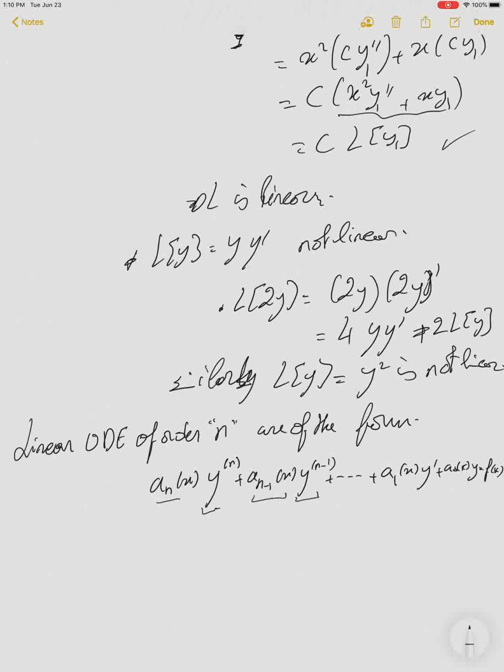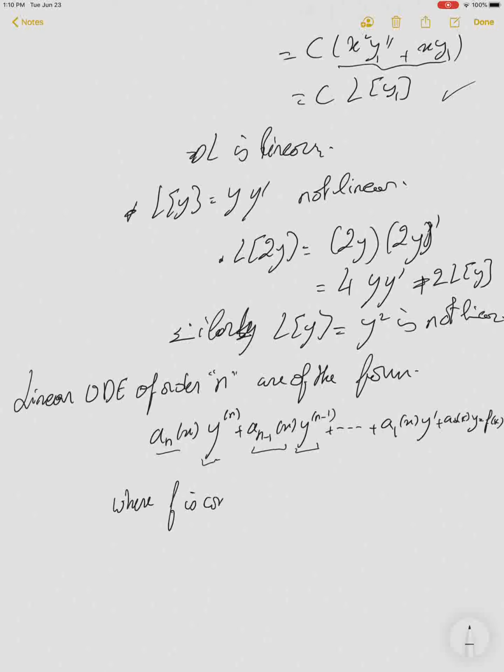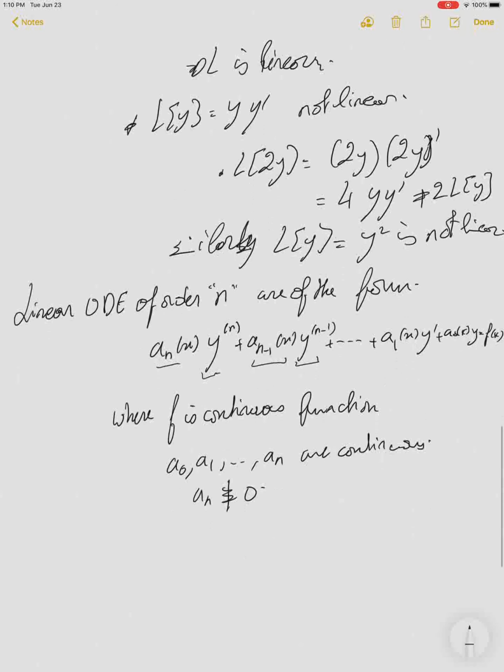Here, f is a continuous function, a_0, a_1 up to a_n are continuous, and a_n is not identically 0, which means, otherwise it will be of order n minus 1.